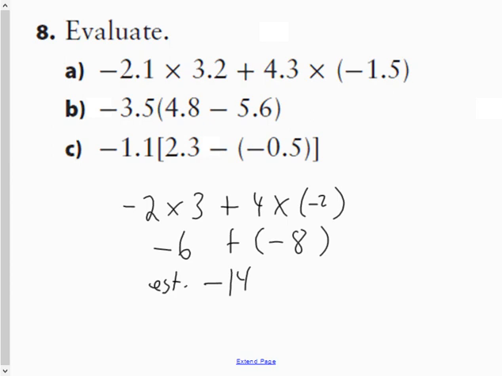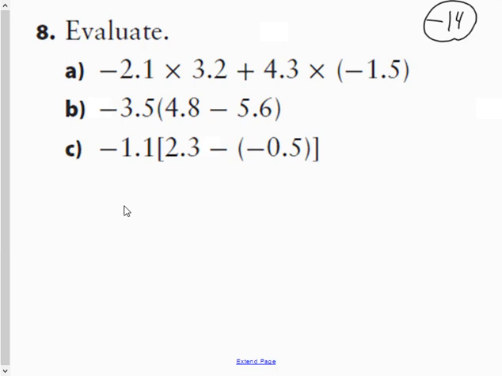Okay? Negative 14. I'll make a note of that up here. Negative 14 is my estimation. I'll erase that, and then I'll copy down the question. So negative 2.1 times 3.2 plus 4.3 times negative 1.5.